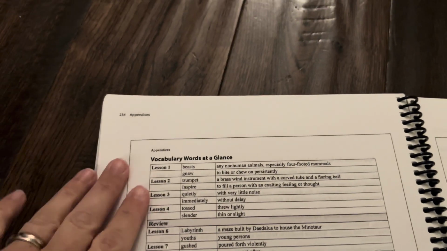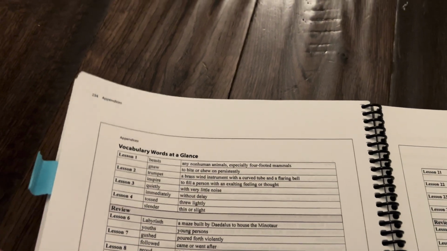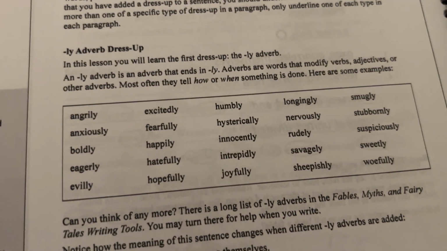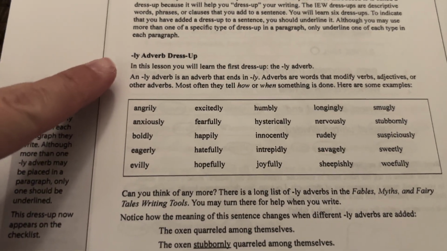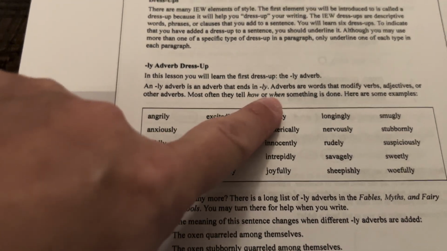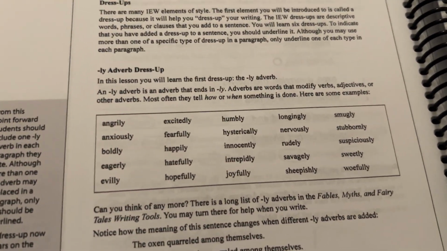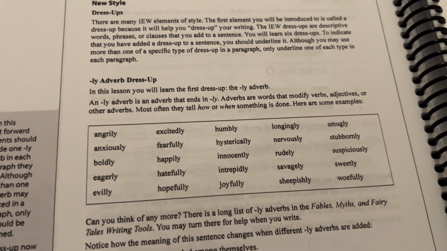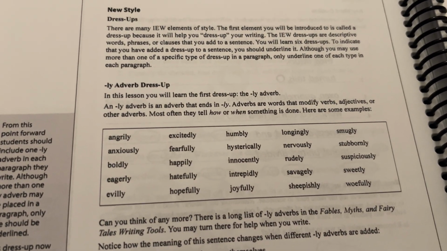Your students should have these vocabulary words in their green folder on a yellow piece of paper. And then they will also be getting a sheet that's going to have LY adverb dress-ups on them. That's going to tell you exactly what I did, how and when something happens, and it's going to give them a few examples in case they decide they don't want to use one of the vocabulary words and they want to use something differently. So be looking for that in their green folders as well.